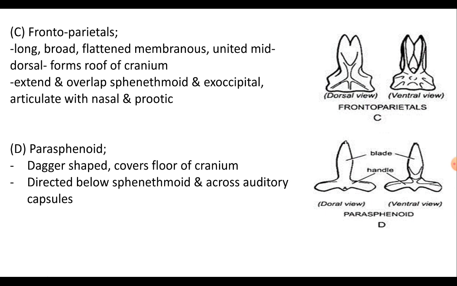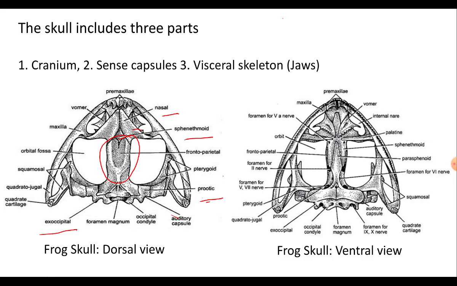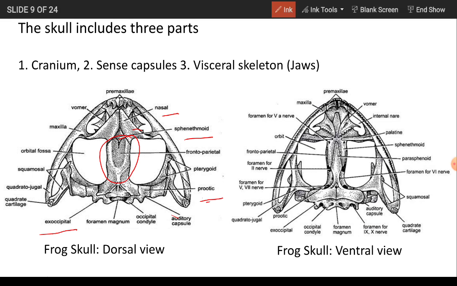Coming to the parasphenoid bone of the skull. This parasphenoid bone is present on the ventral side of the skull. Here you can see the parasphenoid segment of the skull, which is present on the ventral side of the skull. It is a large dagger-shaped bone that forms the entire floor of the cranium.